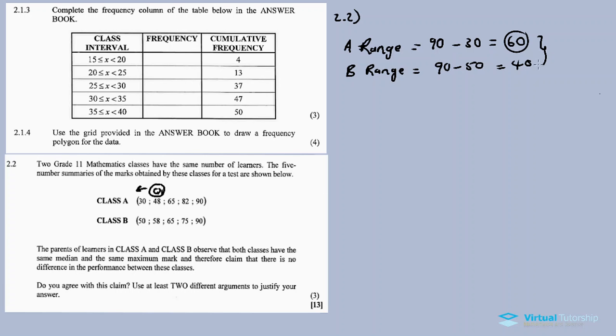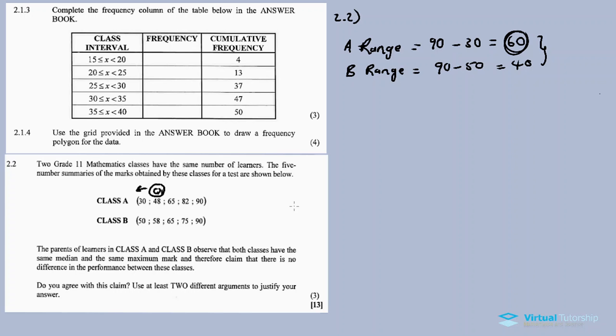The first argument is that there's a wider range with class A, meaning there's a difference between any lower mark and higher mark. So there's a fail and a pass. With class B, the lowest mark is 50, which is a pass, but then the highest mark is 90.